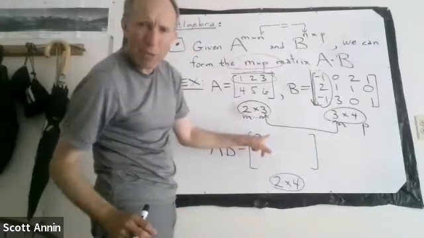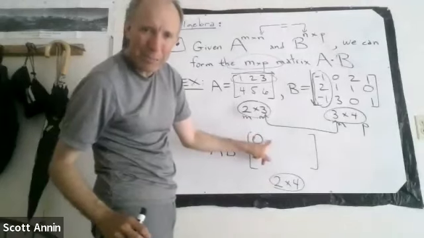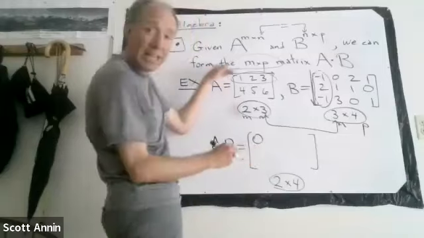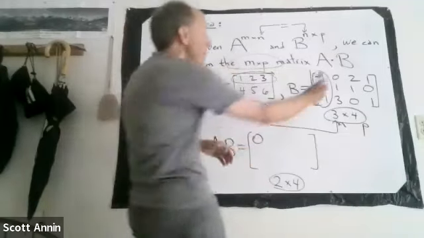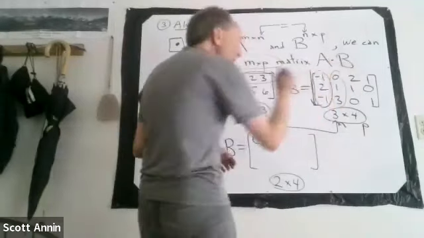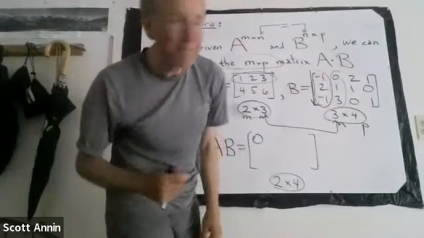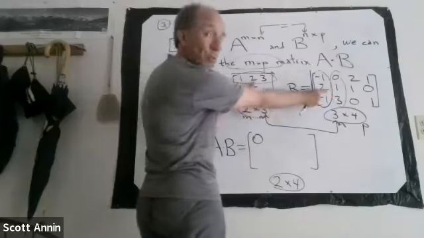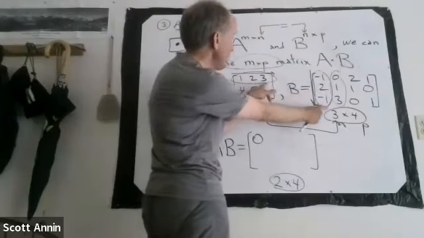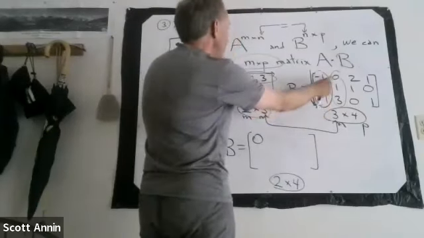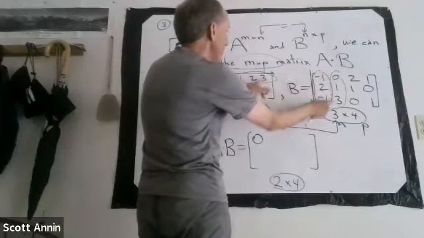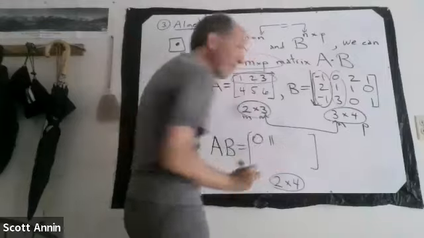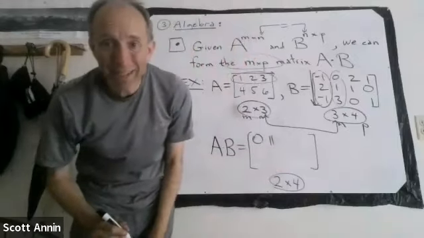How does it change if I want to know the next entry over? Well, I'm still in the first row, but now I'm in the second column. So I'm going to keep the first row of A, but I'm going to dot it now, not with the first column of B, but the second column of B. I'm going to do the same thing, a dot product. 1 times 0 plus 2 times 1 plus 3 times 3. That's 0 plus 2 plus 9, which is 11.